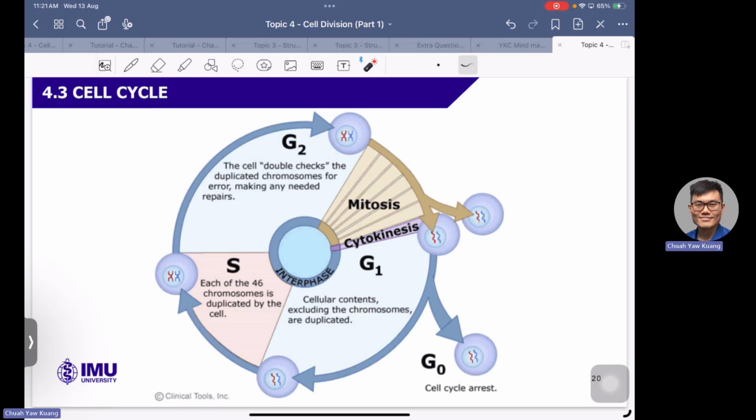The M phase can be mitosis or meiosis, either one. Because either it is mitosis or meiosis, it has to undergo G1, S, G2, and then the M phase. So you need to know what happened in the G1, S, and G2 phases.